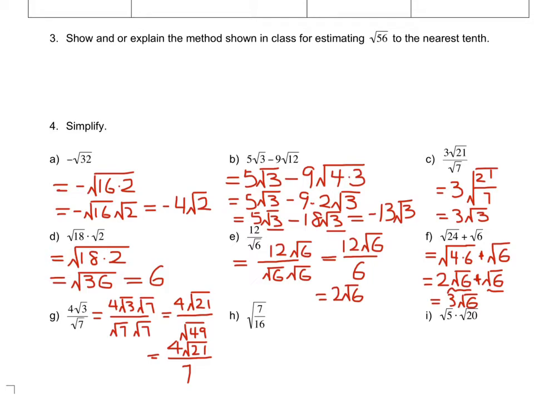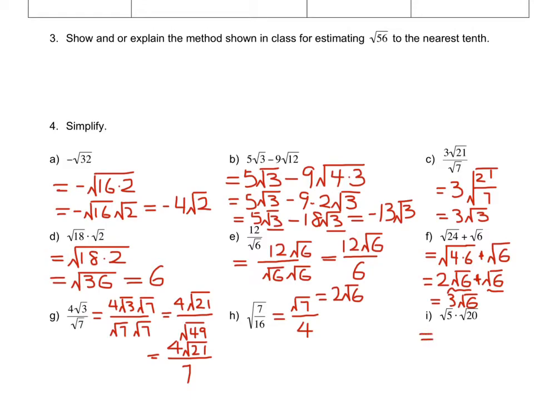Letter H. Do I really have to multiply my denominator with square root of 16? It's kind of big. So if you can identify that square root of 16 is actually a perfect square, I can just go ahead and take it out, making it not a radical expression anymore. So I have 7 square root of 7 over 4.